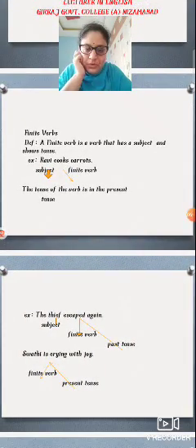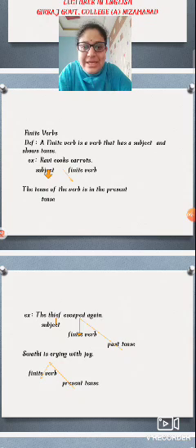So what are finite verbs? A finite verb is a verb that has a subject and shows tenses. Tenses are nothing but what you already know: present tense, past tense or future tense. So a finite verb has a subject and shows the tense, in which tense the sentence or the statement is there.